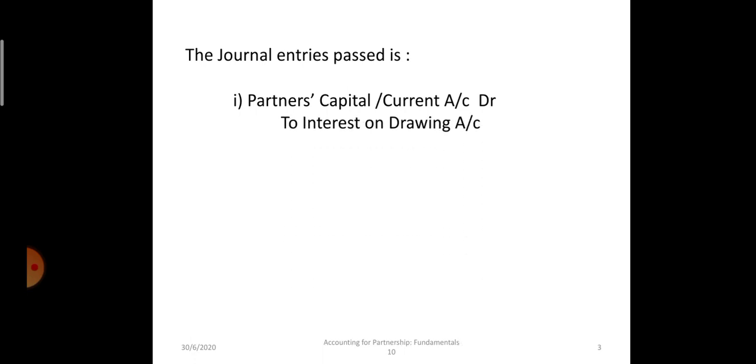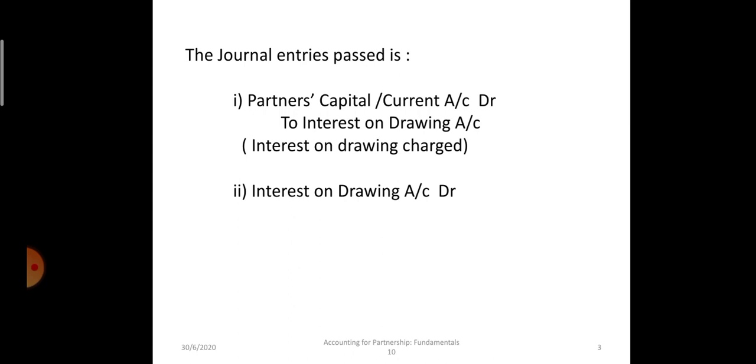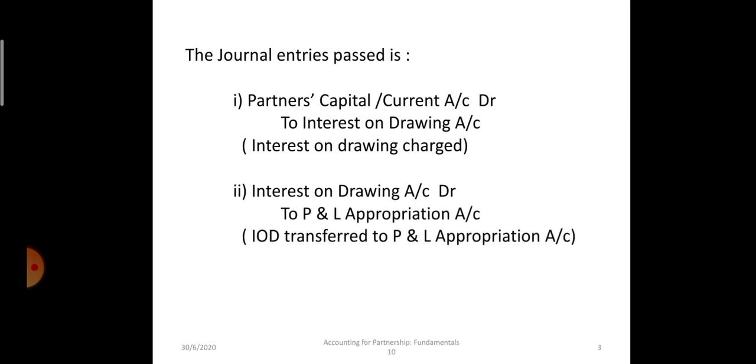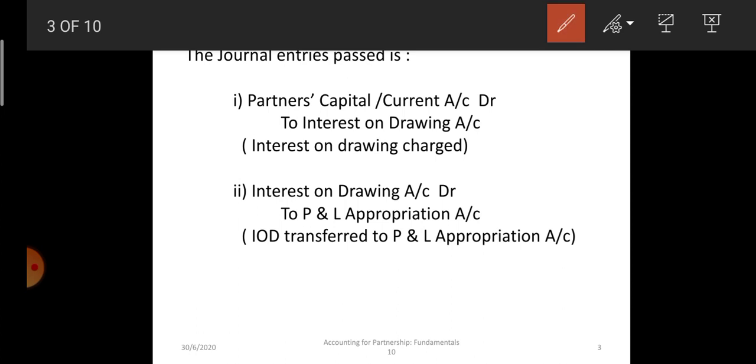Journal entries. First, when interest on drawing is charged, the partner's capital account or current account will be debited, depending upon the capital account method we are going to follow. If it is fixed, then the current account will be debited. If it is fluctuating, then the capital account will be debited to interest on drawing. Narration will be interest on drawing charged. Then the interest on drawing account will be closed by transferring to P&L appropriation account. The entry will be interest on drawing account debit to P&L appropriation account. Narration will be interest on drawing transfer to P&L appropriation account.